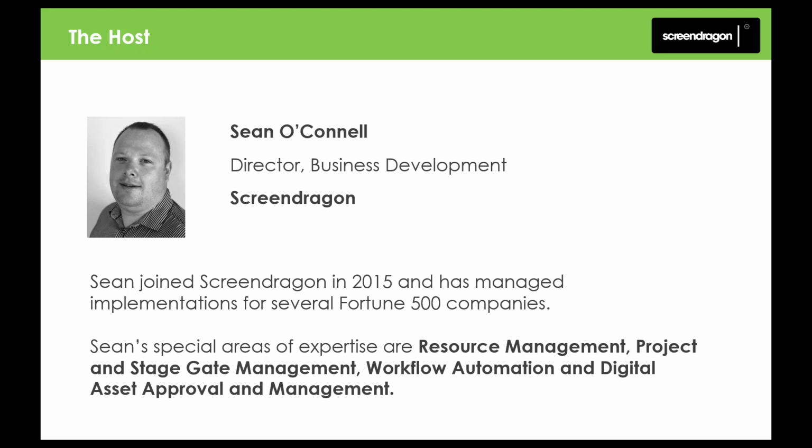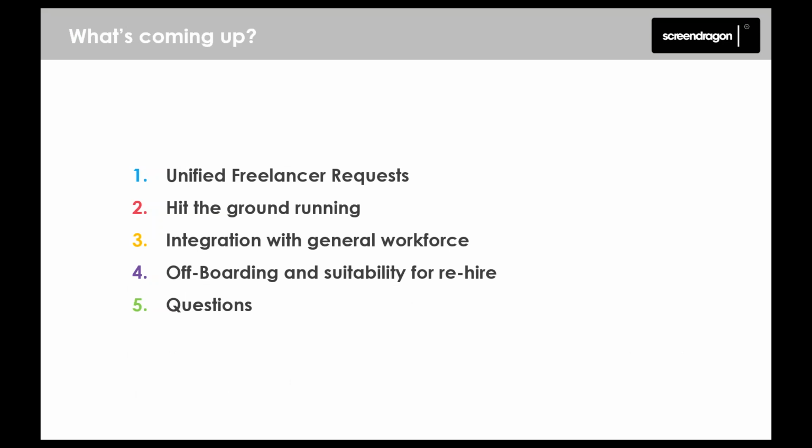So we've broken it down into a couple of key things. First and foremost, what we're going to look at here is how people request freelancers within an organization. So looking at the process of doing that, it's centralized. You can see all requests coming in and be able to strategize in terms of who you're hiring and when. We're also then going to look at getting those freelancers up and running very, very quickly.